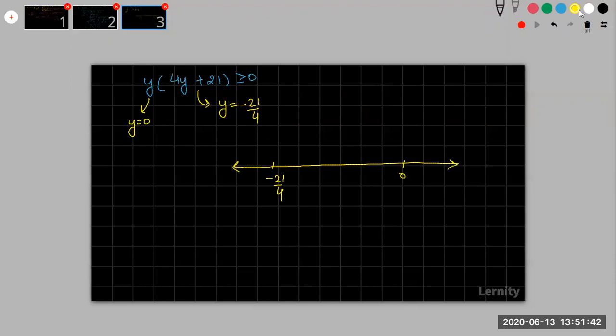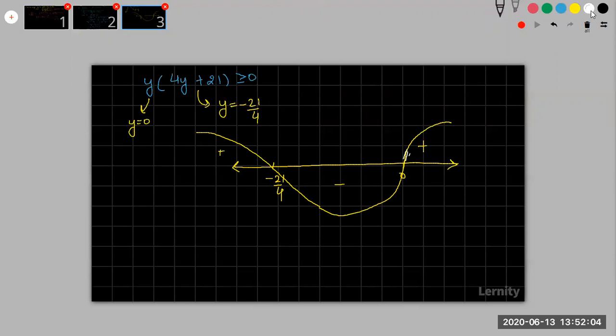So this is a wavy curve question. At plus infinity, this whole thing will be positive. Between 0 and minus 21 by 4 it is negative, right? So here it is positive, in between it is negative, and here it is positive. So we will only take the part where it is positive.